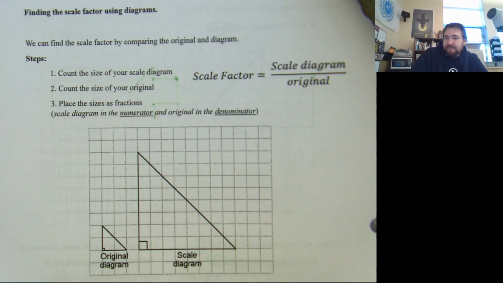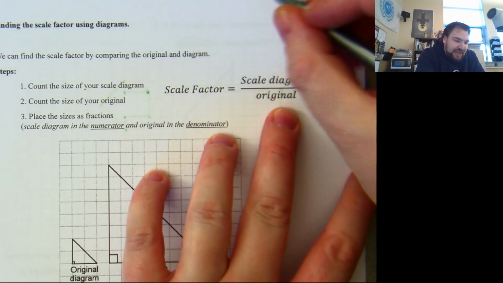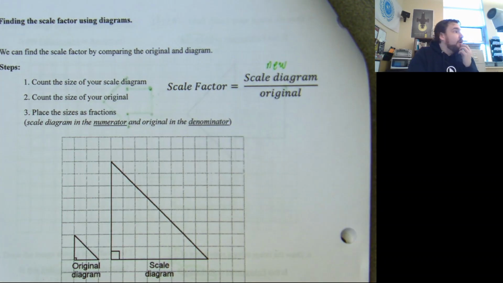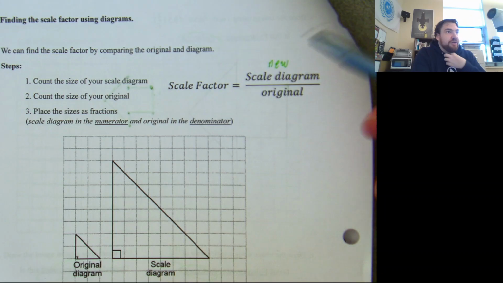I want to pull my book back up. There we go. And remember, your scale diagram is the new drawing or model. And the original is, well, the original, the thing you started with.